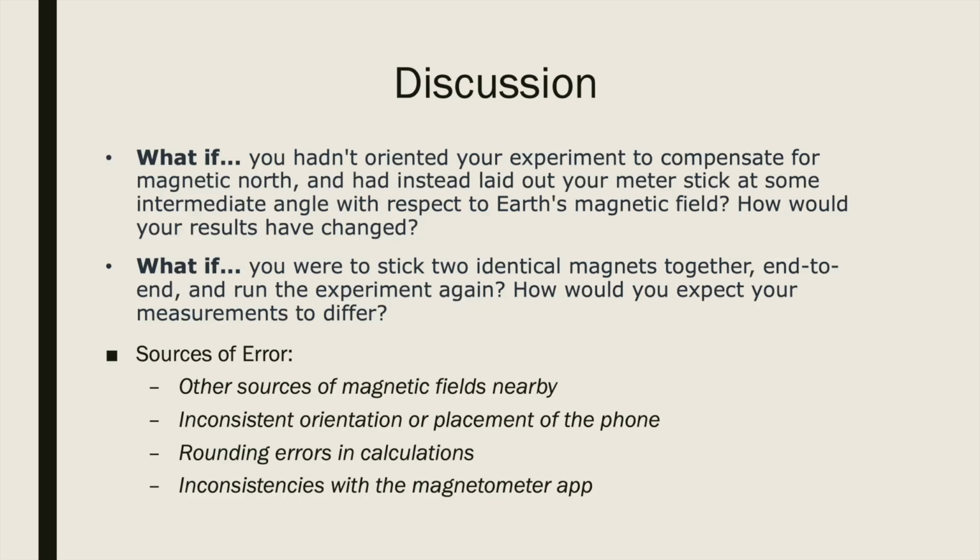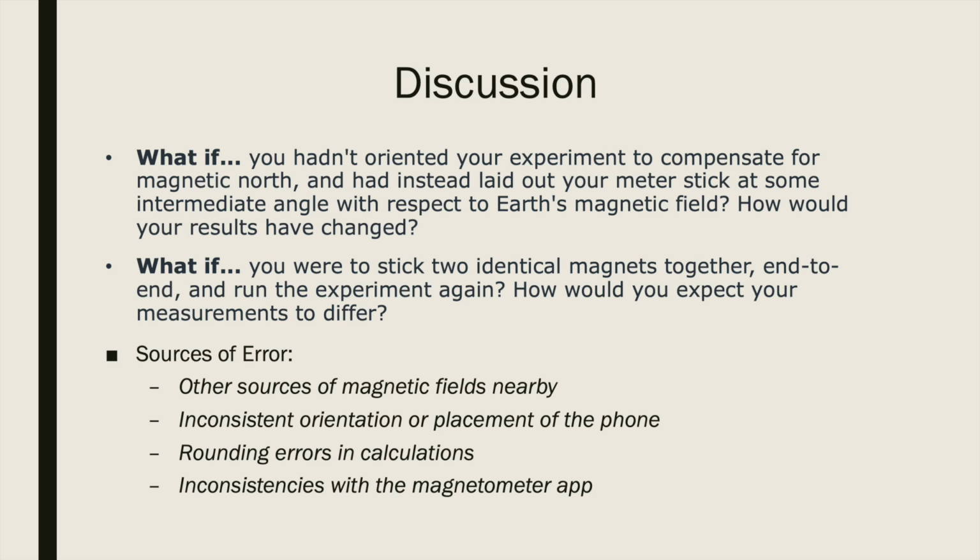As we had expected, as the distance between the magnetometer and the magnet decreases, the magnitude of the magnetic field increases. The experimental and computational magnetic field magnitudes slightly differ, which could be due to possible sources of error. Some of these sources of error were other sources of magnetic fields nearby, which could distort the measurements, and inconsistent placement of the phone by slightly moving the phone during measurements or not keeping it flat. There may have also been measurement errors with the magnetometer app and rounding errors in calculations, leading to inconsistencies in data collection.